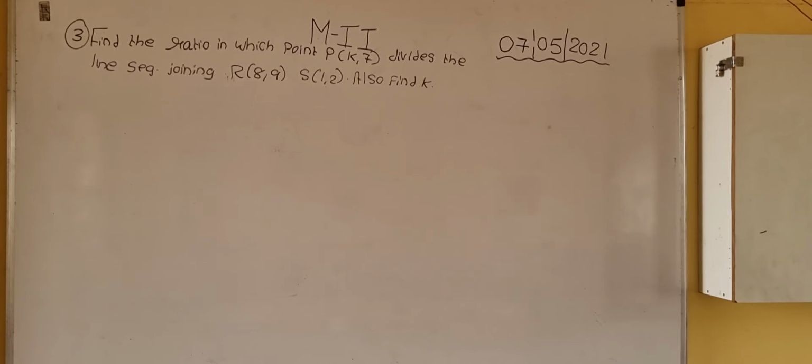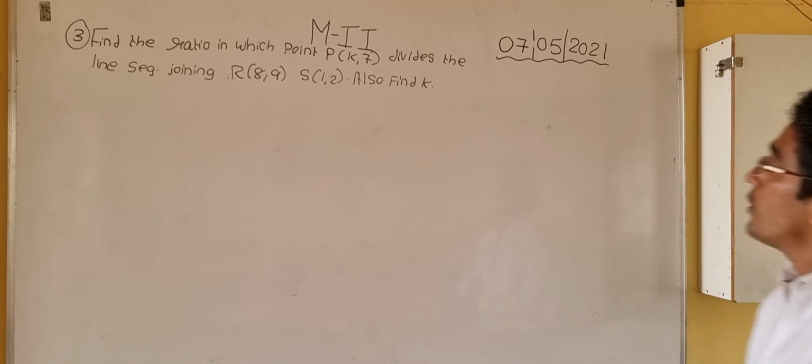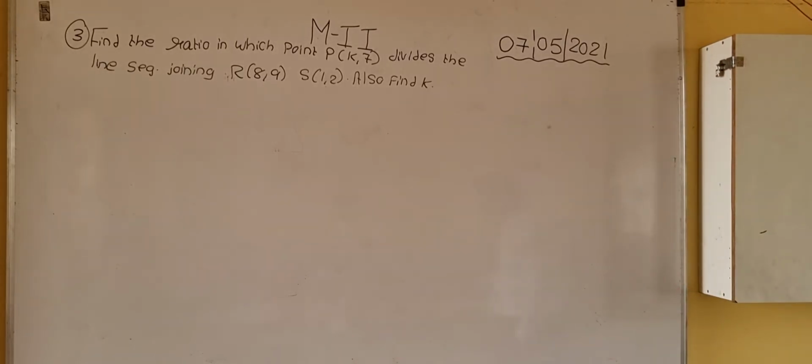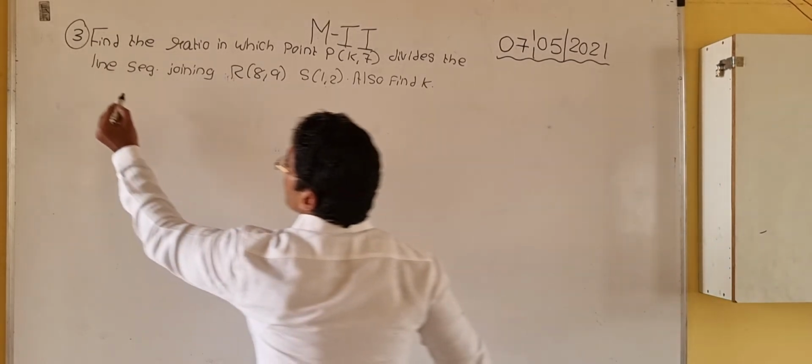Now let's see the last sum of today's lecture. In this sum we have to find out the ratio. So what is given to us? Point P divides line segment joining RS. So what is given to us?